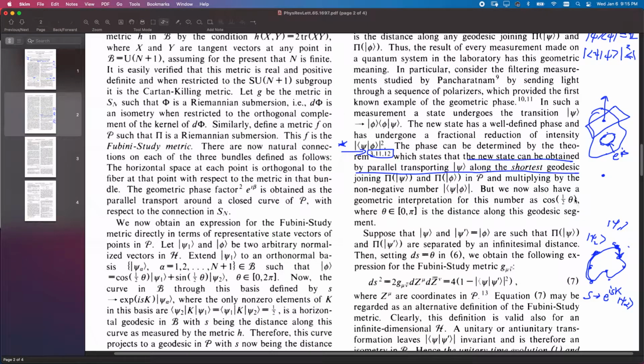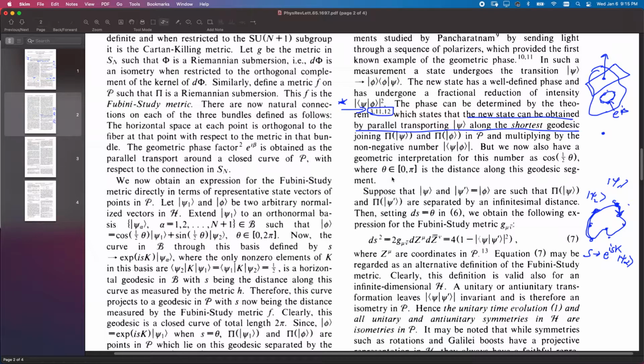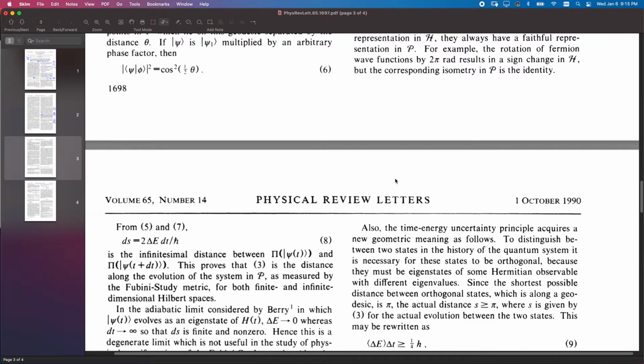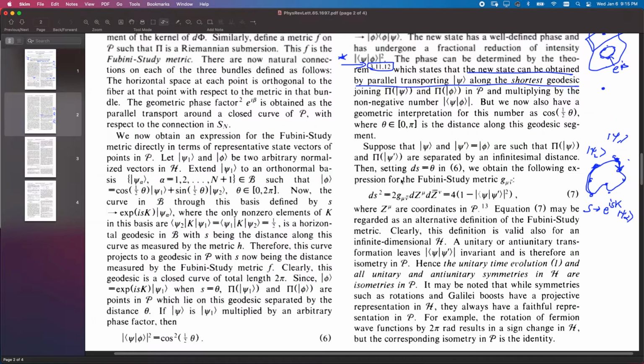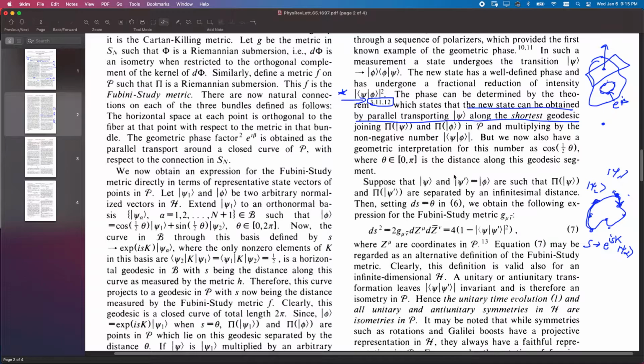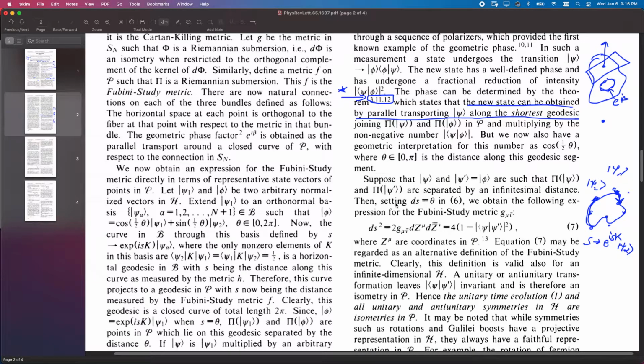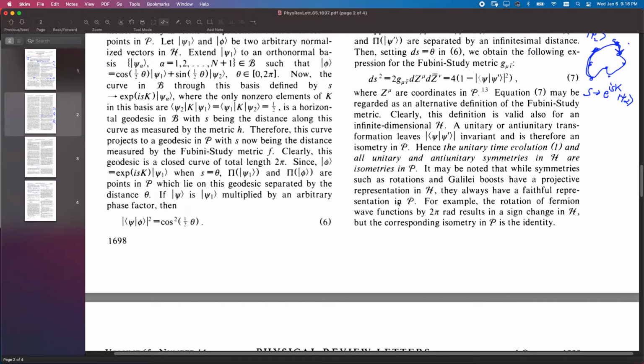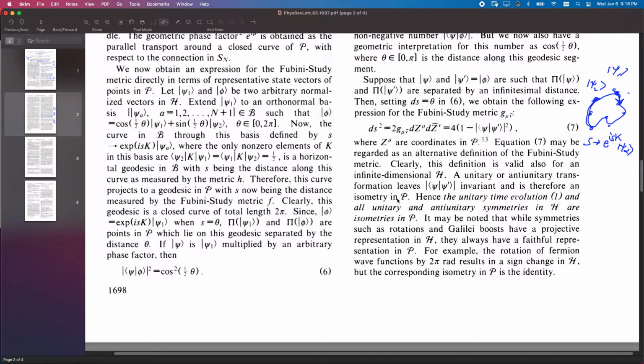But this number is related to the distance of this geodesic. Suppose that psi and psi prime equals phi are such that pi times psi and pi times psi prime are separated by an infinitesimal distance. Then, setting ds equal theta in 6, we obtain the following expression for the Fubini study metric G.